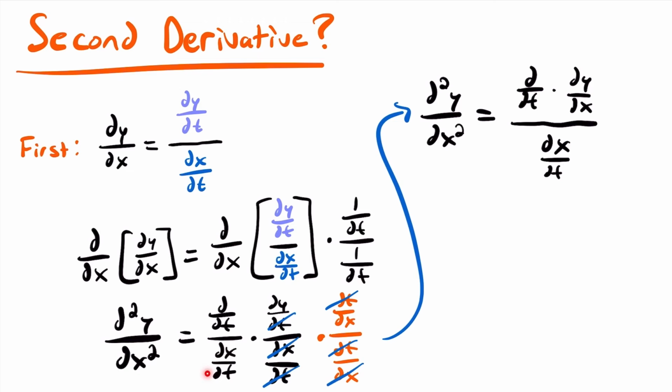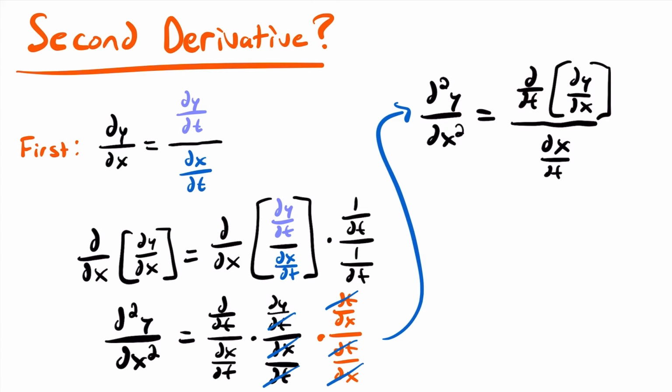That's all that's left in the denominator. This dx/dt and this dt/dx cancel each other out, so we only have dx/dt in that denominator. And so now what we're left with is the formula that we can use to find the second derivative. It looks a little weird at first, but if I rewrite this multiplication sign to be in this notation, now it maybe makes a little bit more sense.